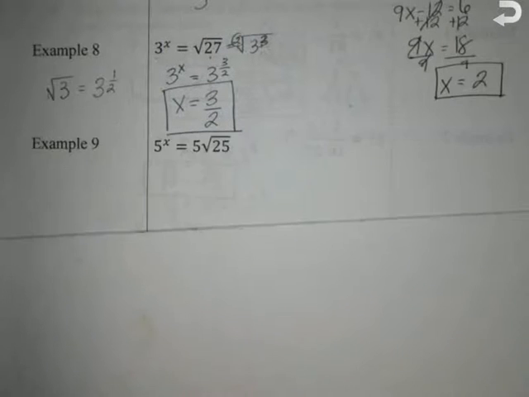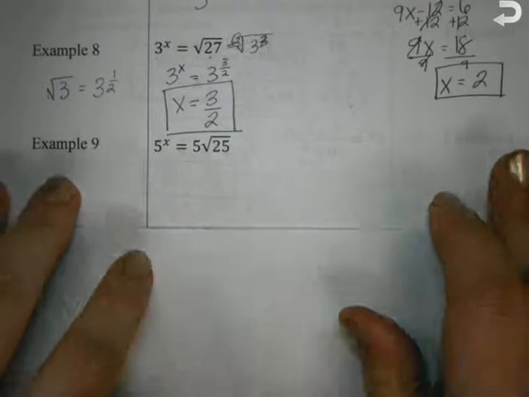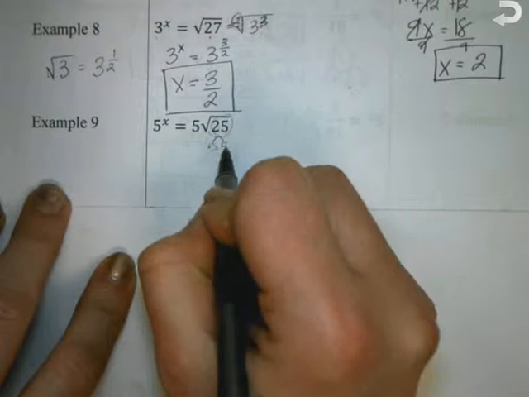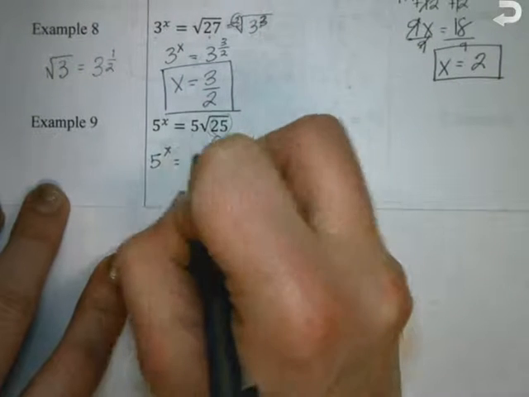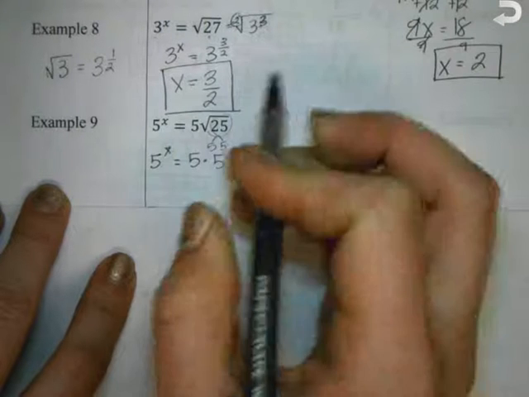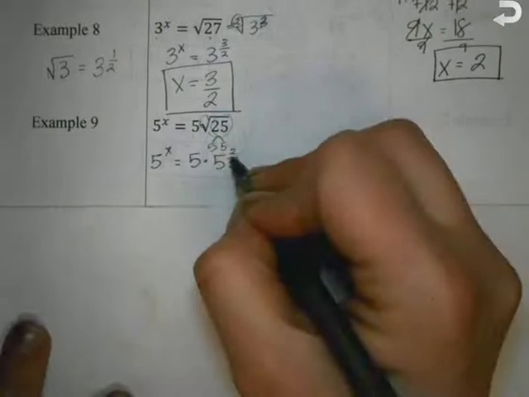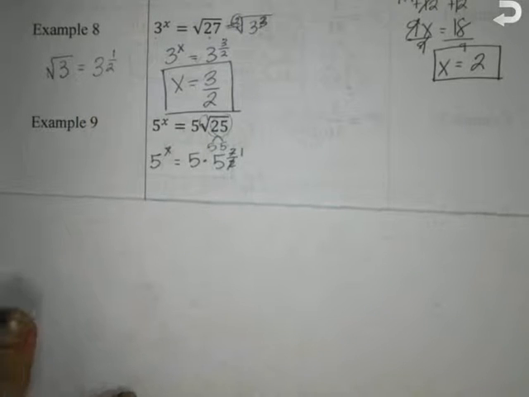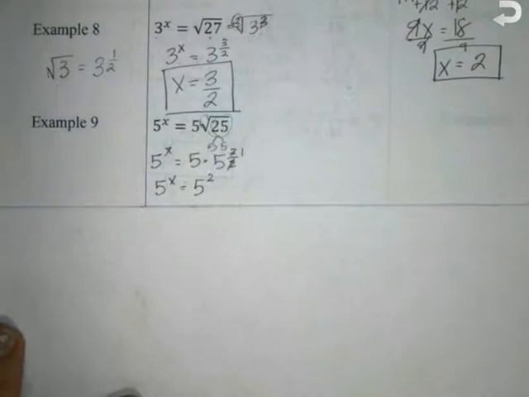What is my base going to be here? 5. So 25 is the same as 5 squared, right? So this is 5x equals 5 times 5 squared over, what's the index here? 2. So this reduces to 1. So I have 5 times 5 to the first power. So what does that become? 5 squared. So this is 5 to the x equals 5 squared. I drop the bases, so x equals 2.